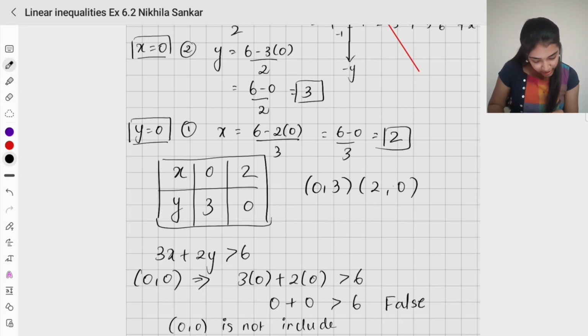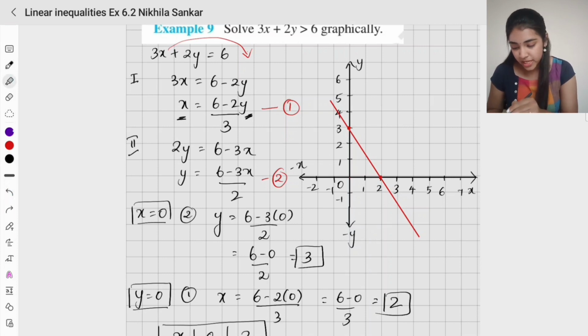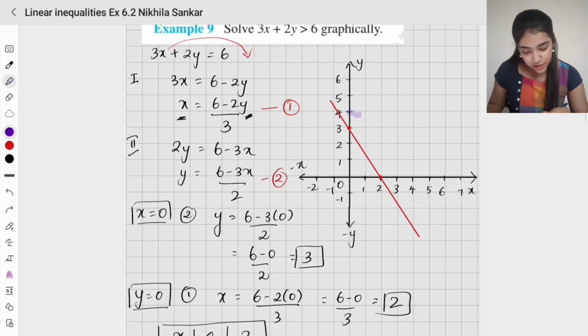Appo you have to take the other side. 0, 0 enga irukku? It is over here. It is in the bottom half of the plane. So adha edukka koodadhu. Which half do you have to take? You have to take the upper half. Okay. So what is your solution? This is your solution.